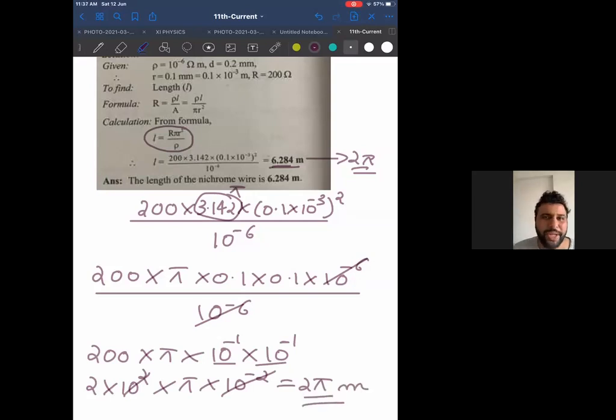Just check. Very simple substitution that we have done. You can do it in your way. You can do shortcut. You can do long cut. I have shown you the most easiest way. You can use whichever method you want. But finally, your answer has to come as 2 pi. Just check whether you're getting it.